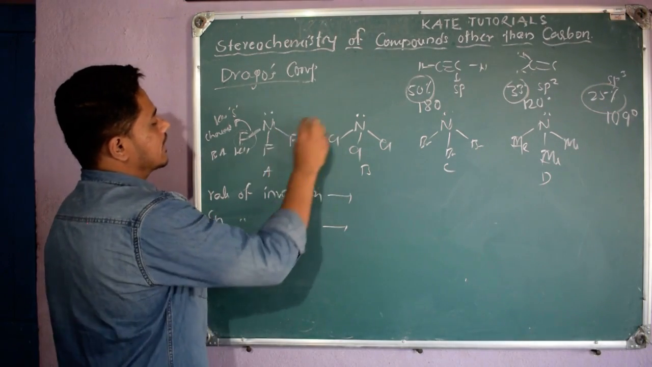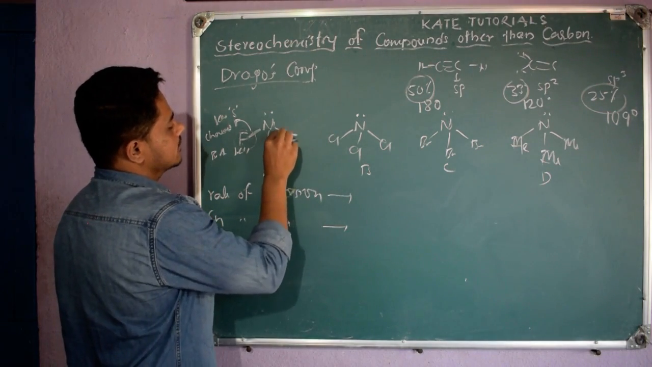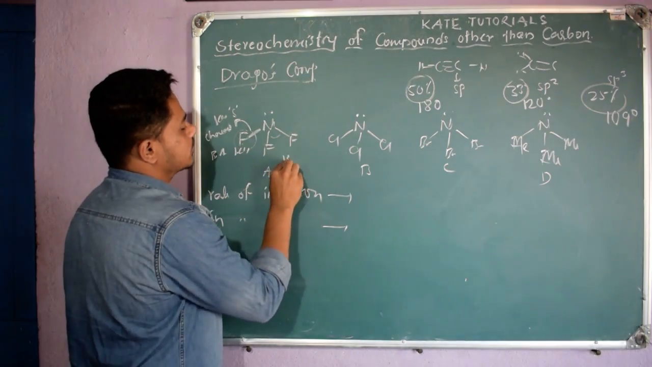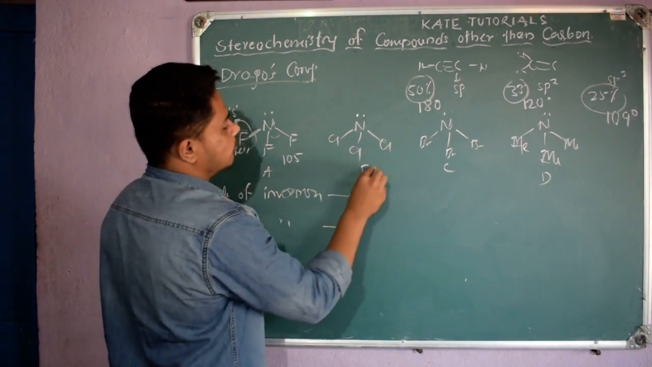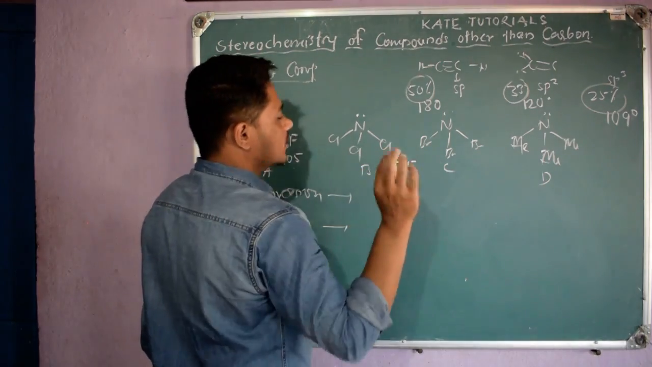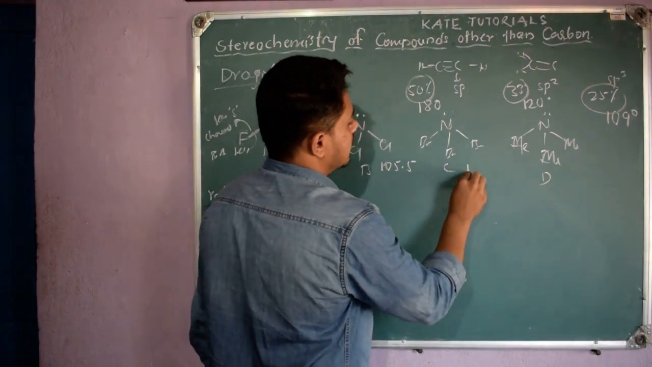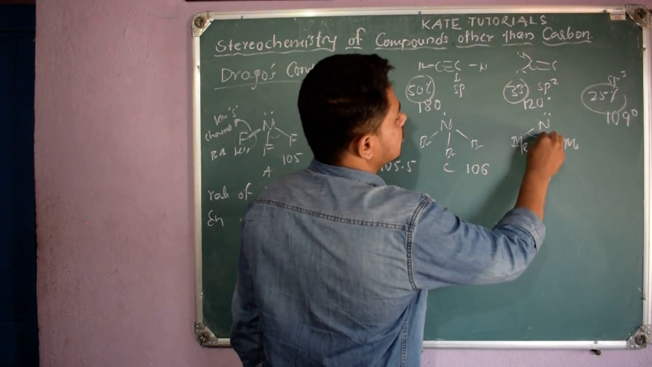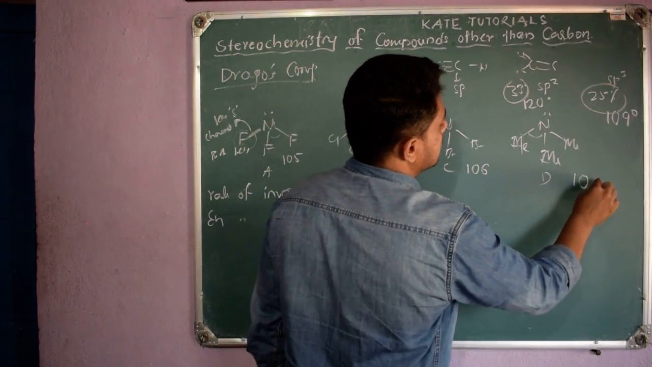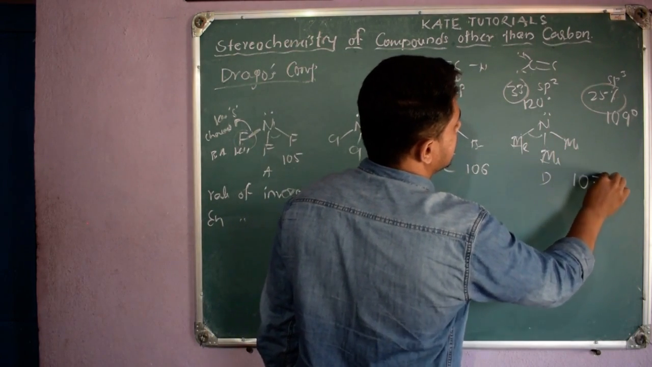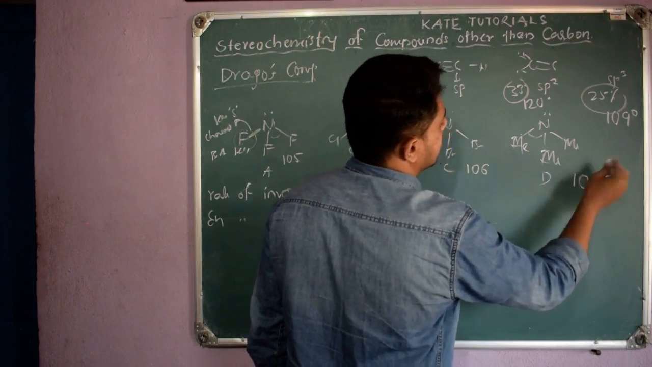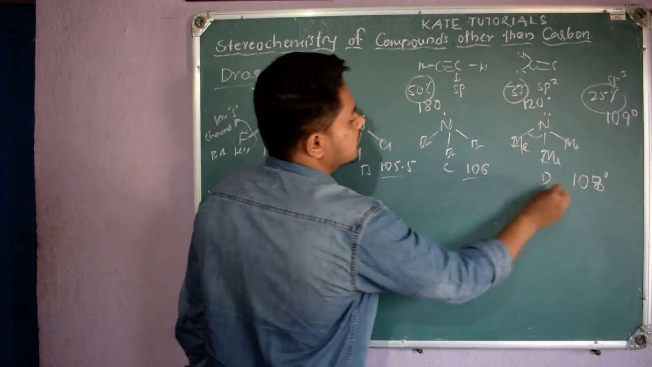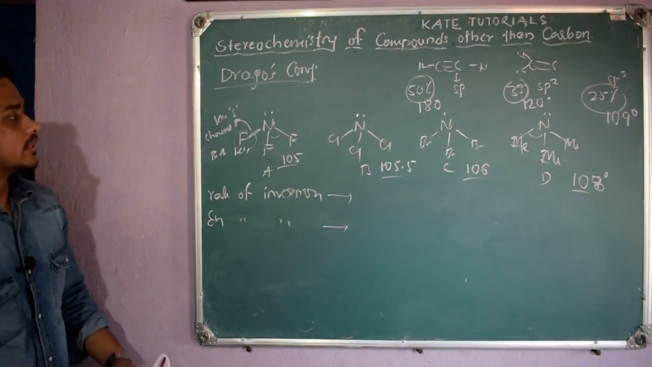So here you see, let us assume that the bond angle will be around 107, right? So it is less. Let us assume it is 105. Still it is more, 105.5. Let us assume it is not the correct data, right? And now it is 106. For methyl, here s character will be more, so bond angle will be more. So its bond angle is, let us say, 107 degree or 108 degree. Let us assume like that, right? So this is the order of bond angle.